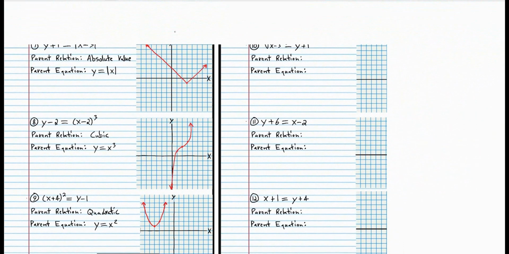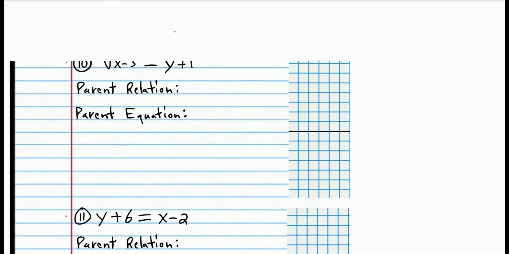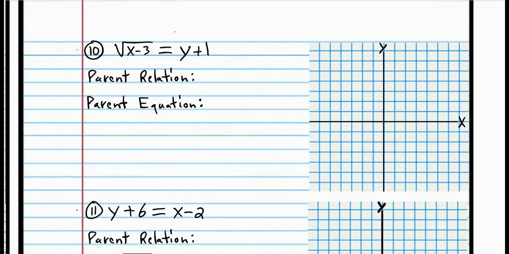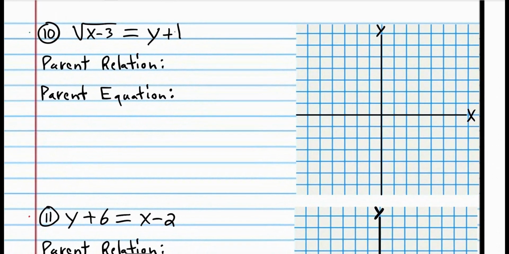Okay, so I want you to try number 10. This equation is different because it's flipped around. The y's are on the right side of the equation. The x's are on the left side. When you come back, we'll do it together.